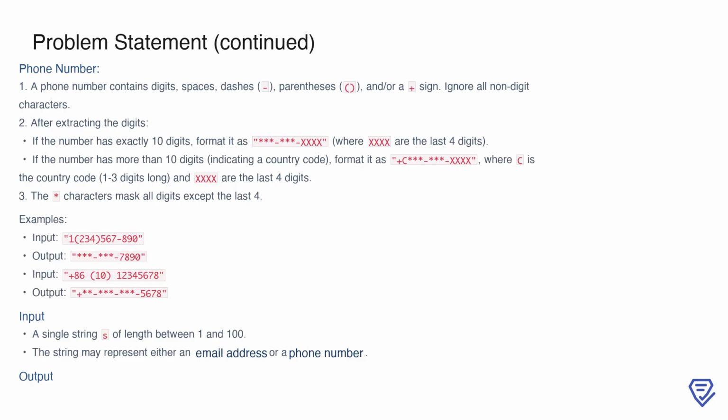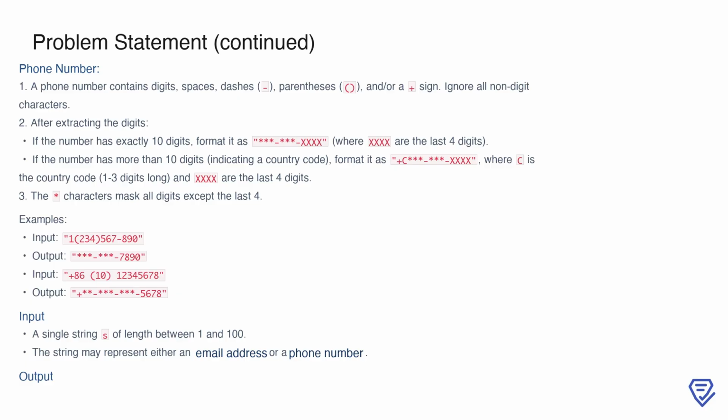A phone number can contain various characters like digits, spaces, dashes, parentheses, and even a leading plus sign. However, only the digits are relevant for masking, so we ignore all non-digit characters. Once we extract the digits, we check the total count. If there are exactly 10 digits, the output format is ***-***-XXXX, where XXXX represents the last 4 digits of the number, and the other digits are masked with asterisks.